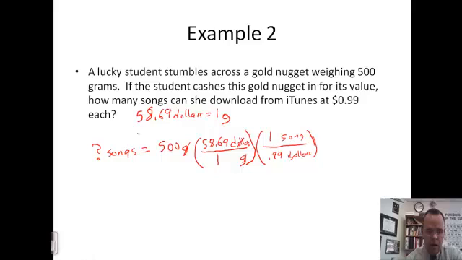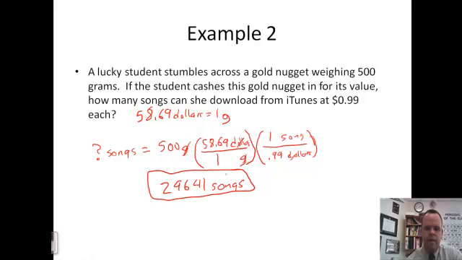29,641 songs. So this person gets a gold nugget, 500 gram, half kilogram gold nugget, would have enough money to buy almost 30,000 songs on iTunes at the 99-cent price. The next video after this, we'll look at how we do this with units that are more complicated that have multiple dimensions.